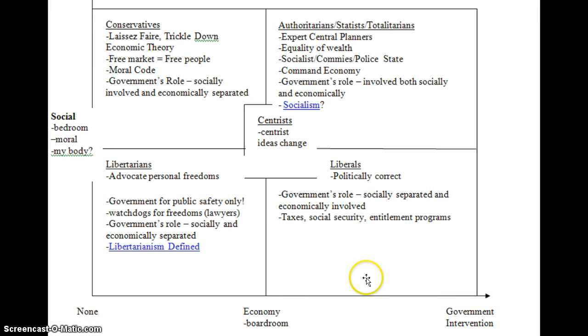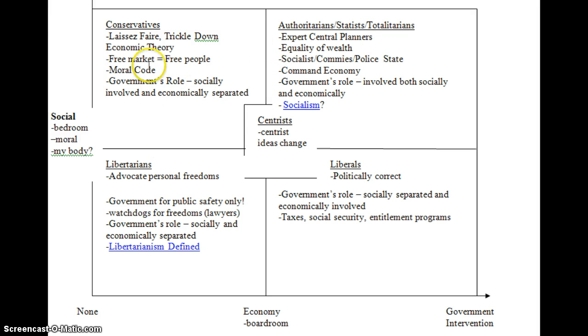And so basically when you take online political quizzes, you're going to find yourself plotted somewhere around this graph right here. And the closer you are here, the less government you think should be involved in your life. And if you find yourself out here or way up in this corner, you're going to basically believe that government has a role to play in both social and economic issues of your life.